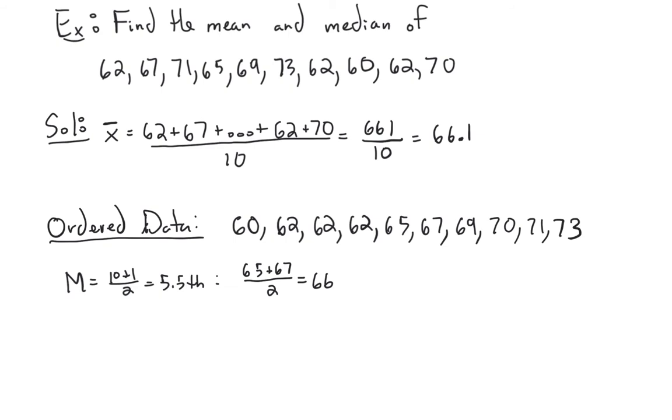So the median is going to be (10 plus 1) over 2, so 5.5. So that's going to be the average of the 5th and 6th data point in order. 1, 2, 3, 4, 5, 6. So the average of these two is our median. So (65 plus 67) over 2 is 66.